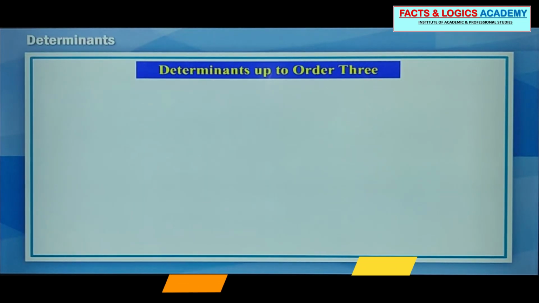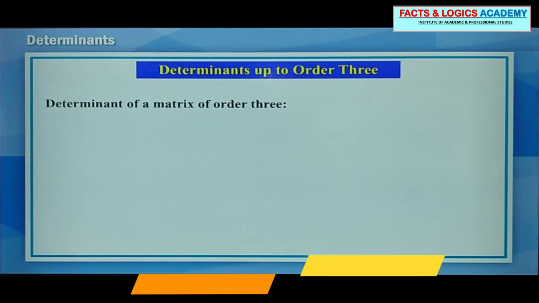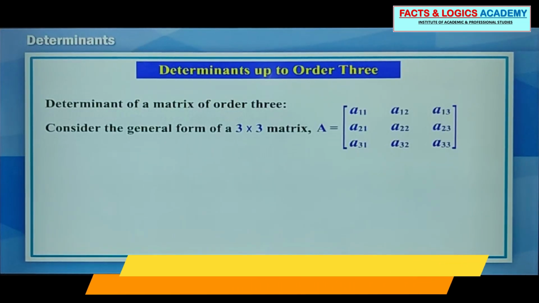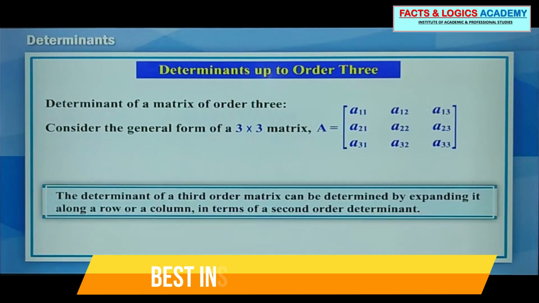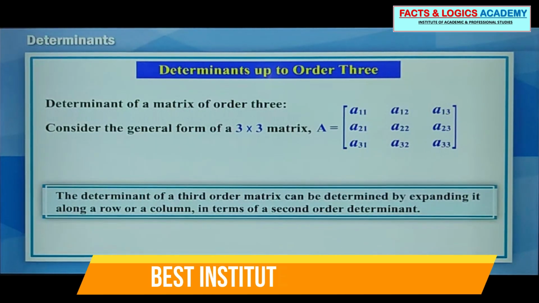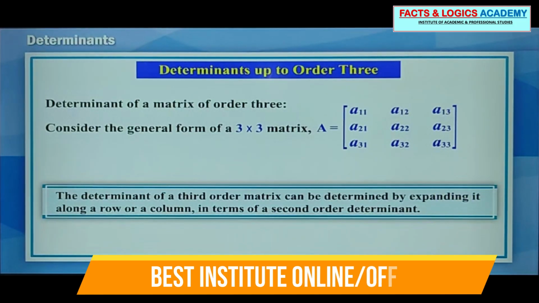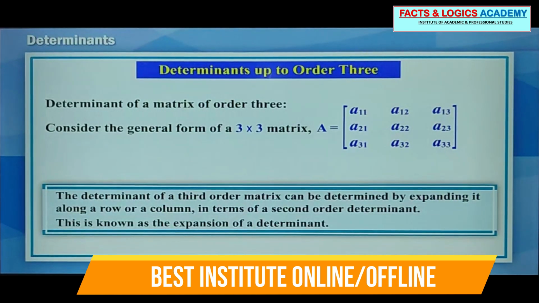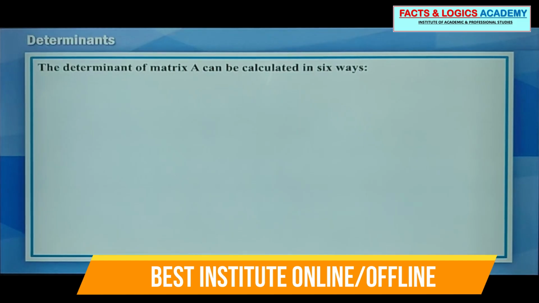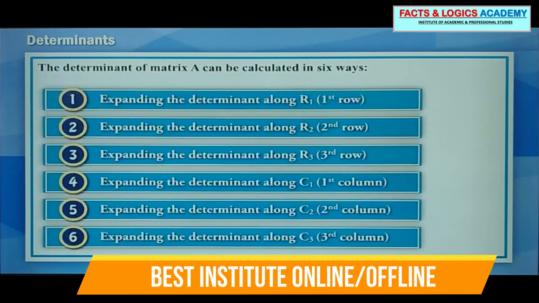Lastly, we have the determinant of a matrix of order 3. Consider the general form of a 3 by 3 matrix. The determinant of a third order matrix can be determined by expanding it along a row or a column in terms of a second order determinant. This is known as the expansion of a determinant. The determinant of matrix A can be calculated in 6 ways as shown. Let's discuss each case one by one.